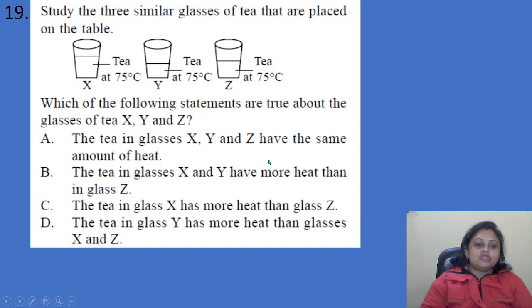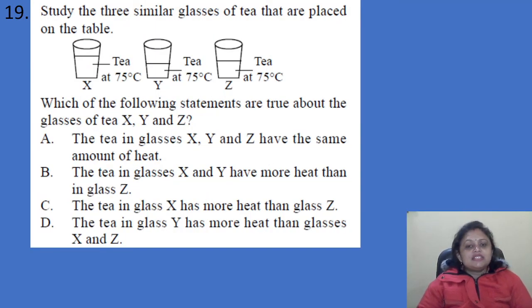Coming to the next question, study the three similar glasses of tea that are placed on the table. Which of the following statements are true about the glasses of tea X, Y and Z? A, the tea in glasses X, Y and Z have the same amount of heat. B, the tea in glasses X and Y have more heat than in glass Z. C, the tea in glass X has more heat than glass Z. D, the tea in glass Y has more heat than glasses X and Z. Okay. So here the correct answer is option C.